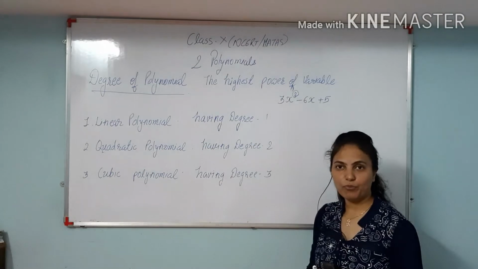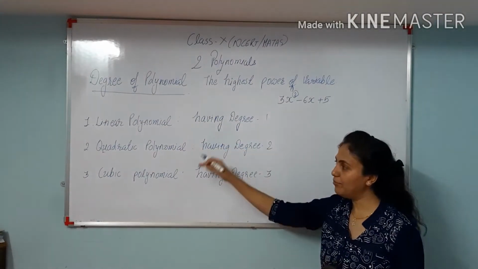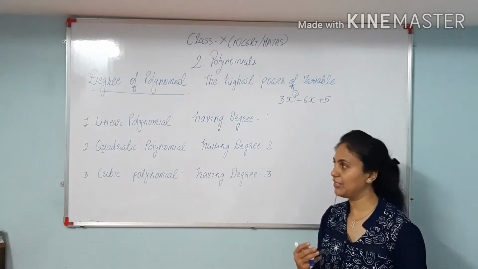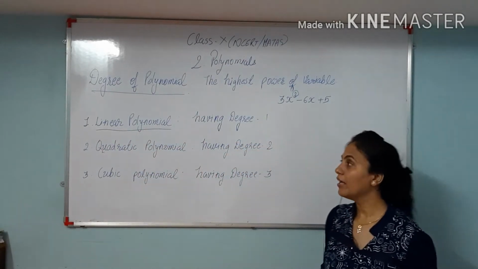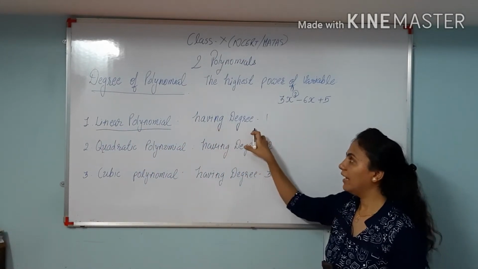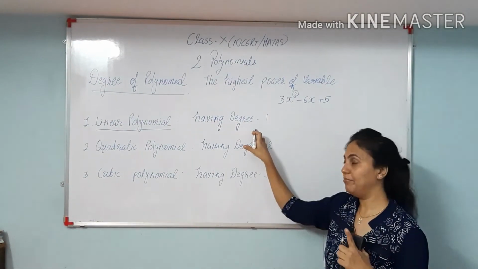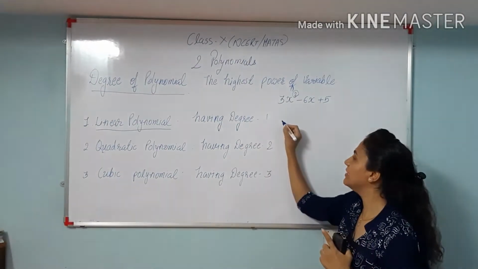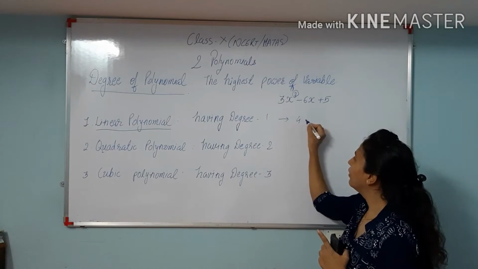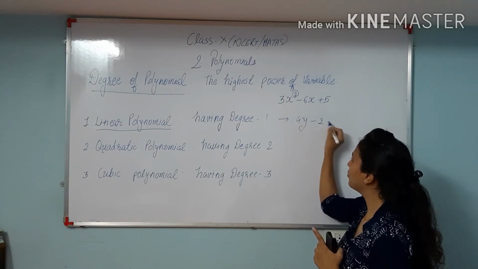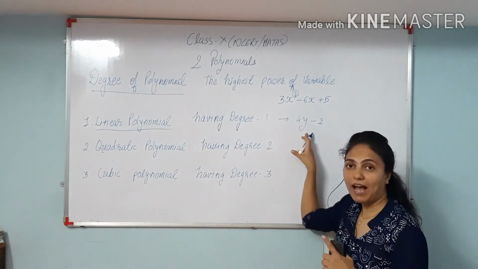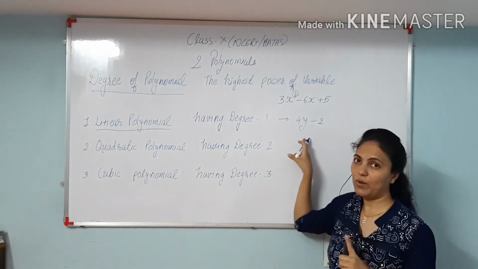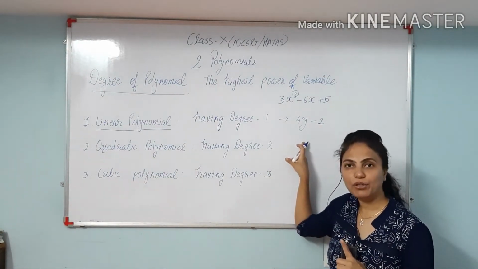According to the degree of polynomial, we have divided polynomial into 3 categories. The first category is linear polynomial. So it means any polynomial having degree 1 means having highest power 1. For example, 4y minus 2. Here you can see y is the variable and the highest power is 1. That's why it is called as a linear polynomial.